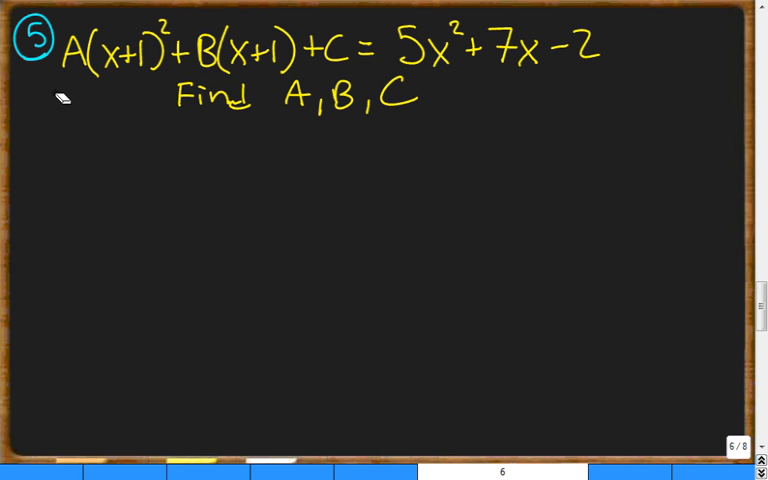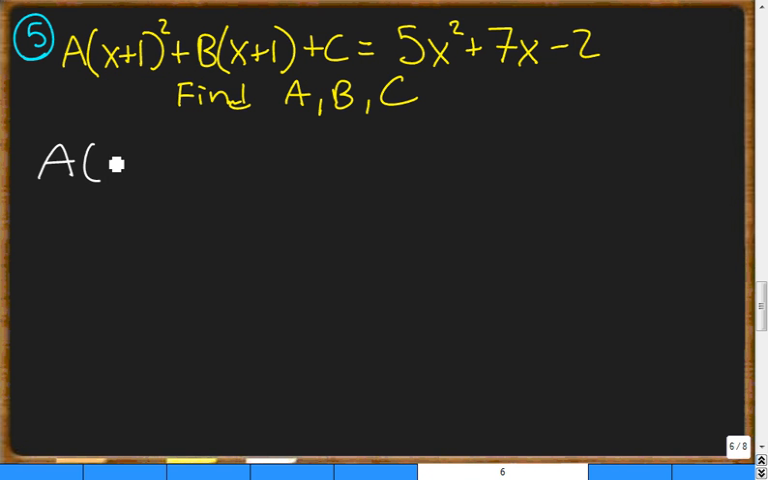Well, again, we have to make the left side look like the right side, or the right side look like the left side. We have to make them look like each other. This side's talking about x plus 1s, this side's talking about x's. That's not going to work for us. So we need to change one side to make it fit. We're going to take this left side and expand it out in order to get just x terms.